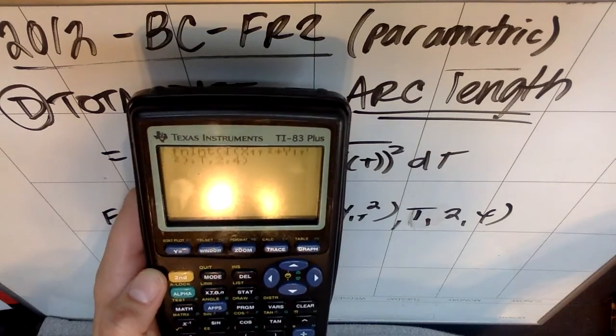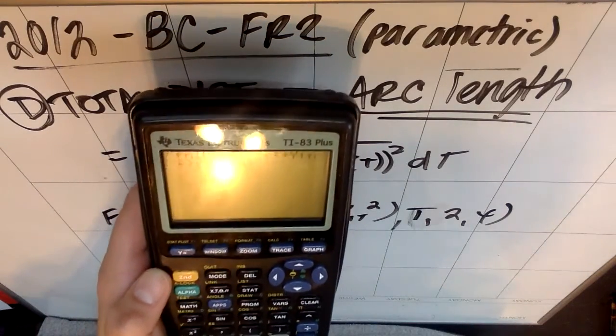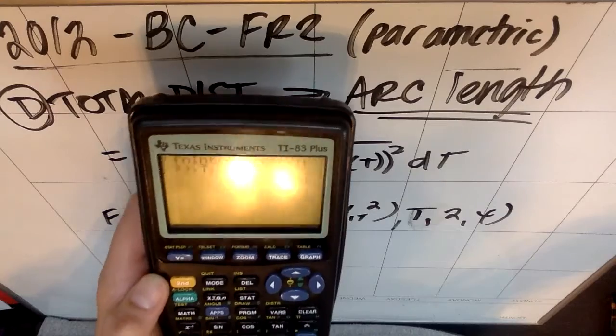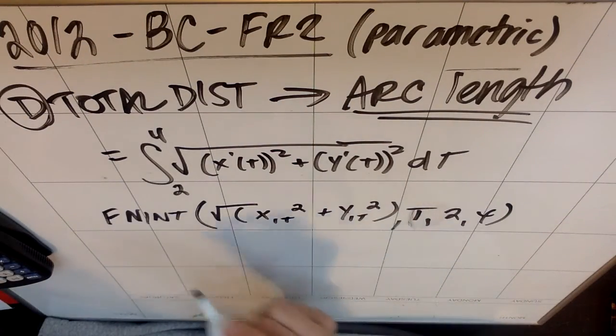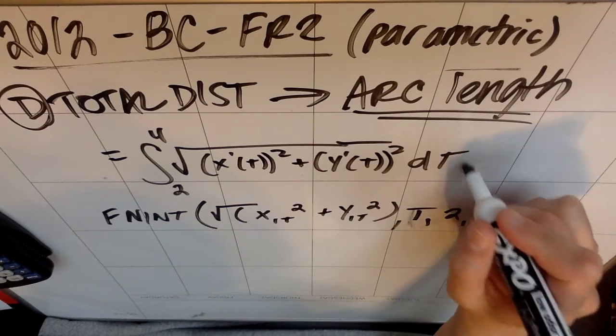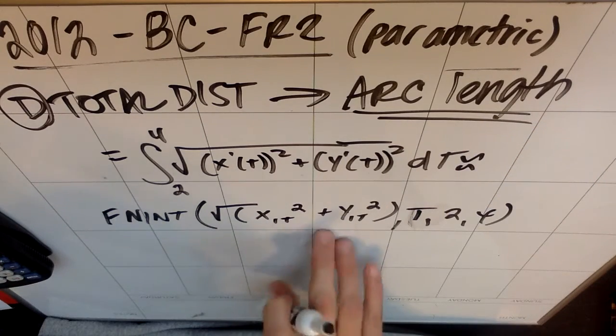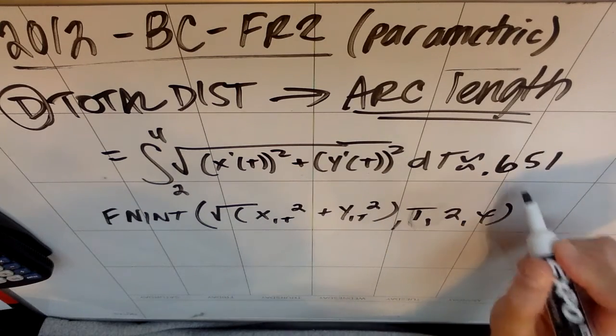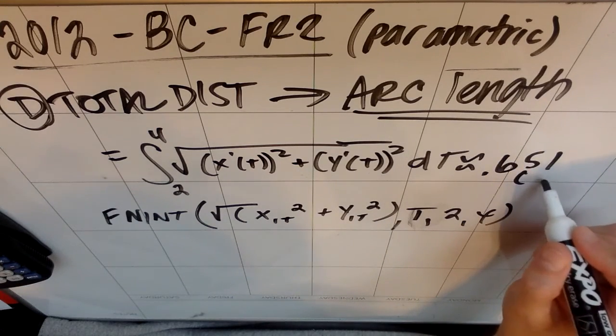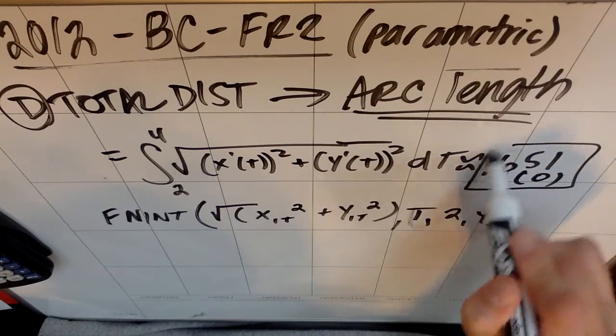It's thinking very, very hard. Woohoo! All right, so I get that my answer, right? So again, the AP doesn't care at all for your calculator notation, but you have to know how to do this. I get a 0.651 if I round, or a 0.650 if I truncate. Cool.